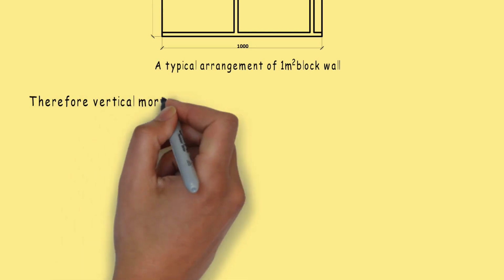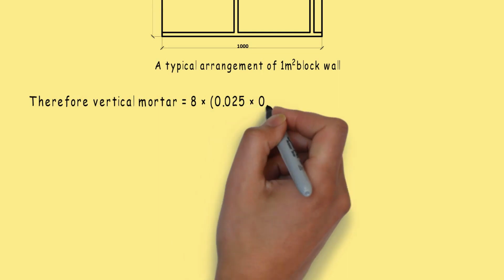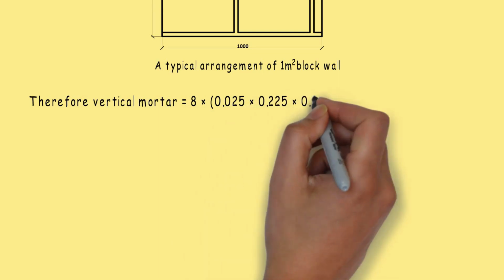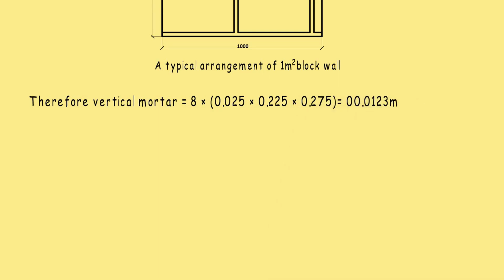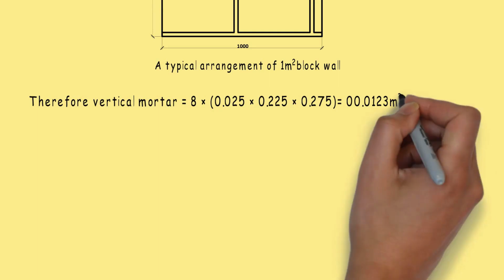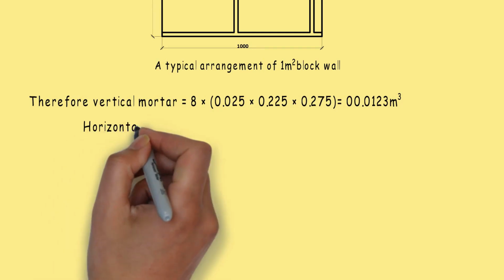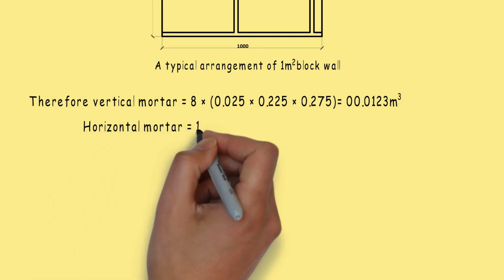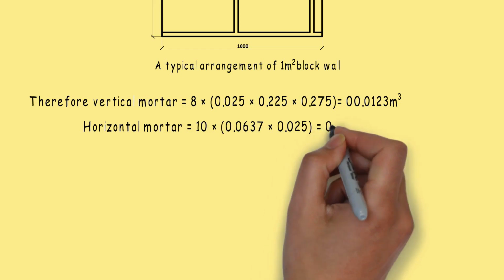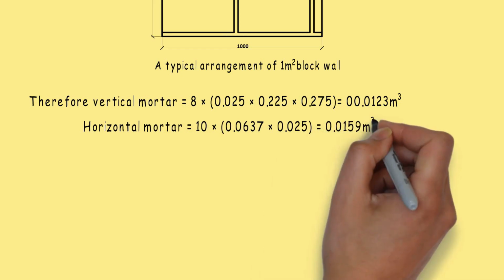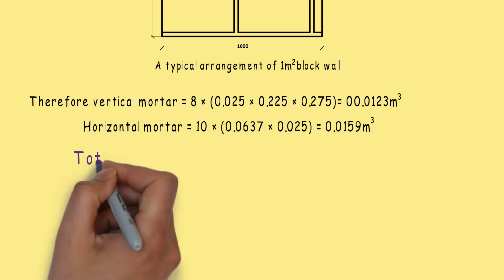Therefore, vertical mortar will have a volume of 8 multiplied by 0.025 multiplied by 0.225 multiplied by 0.275, all equals to 0.0123 meter cube. And for the horizontal mortar, it will give us 10 into bracket 0.0637 multiplied by 0.025, which will give us 0.0159 meter cube.